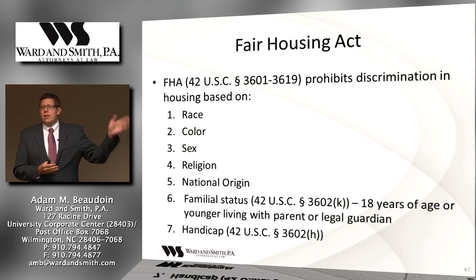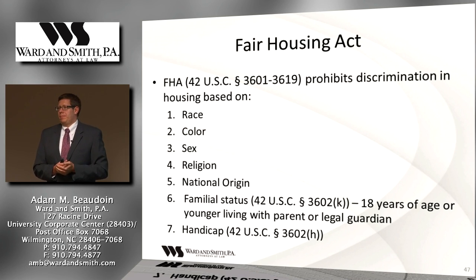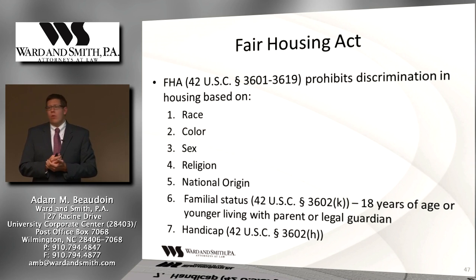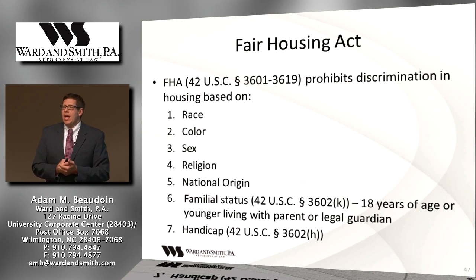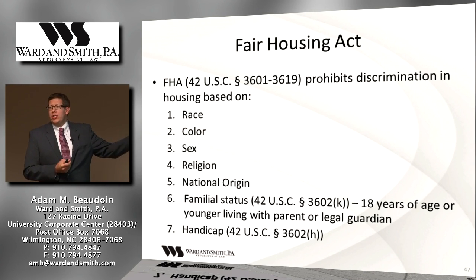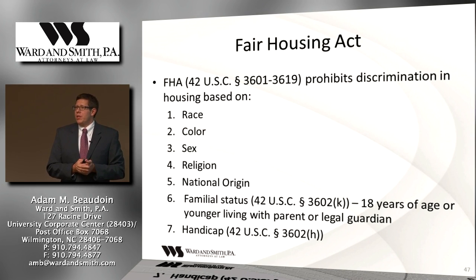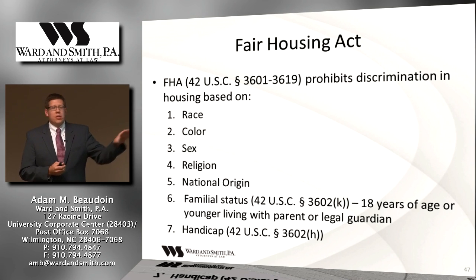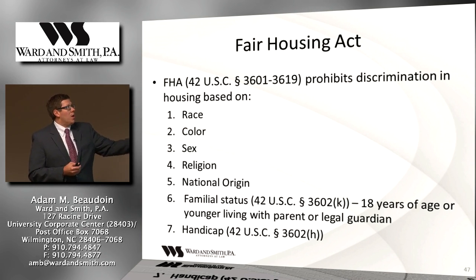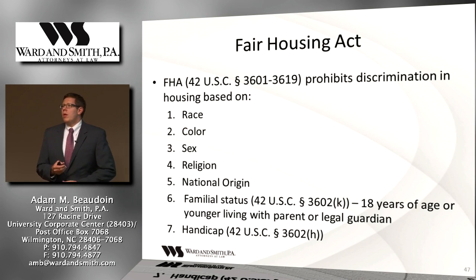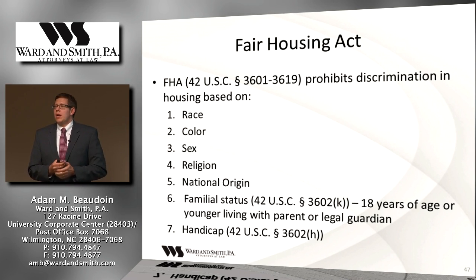These are the 7 protected classes. You've got race, color, sex, religion, national origin, familial status, and handicap. You will notice age is not a protected class, nor is sexual orientation. However, some states are moving in that direction, and it could potentially get there over time that this class is expanded. But right now, the Fair Housing Act prohibits discrimination based on these 7 classes.